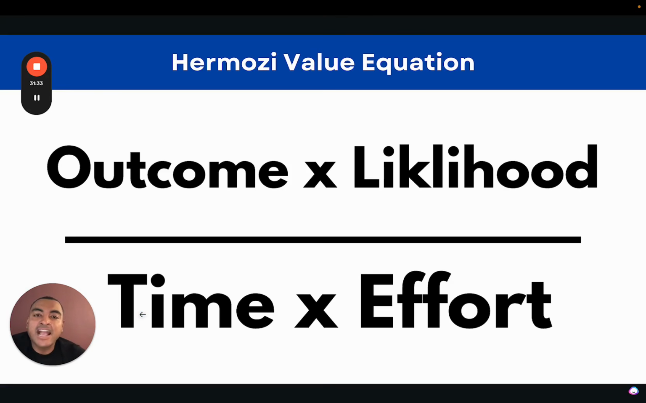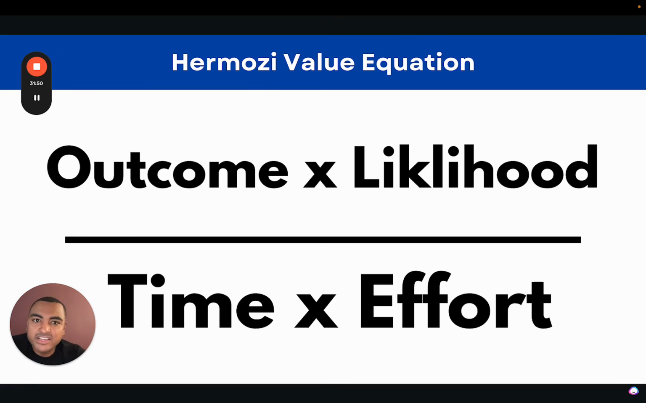This is from a guy named Alex Hormozi. I don't know if you guys are familiar with him. He's from acquisition.com. This is a formula where it says their outcome times the likelihood of achievement is divided by the time and the effort that's required.